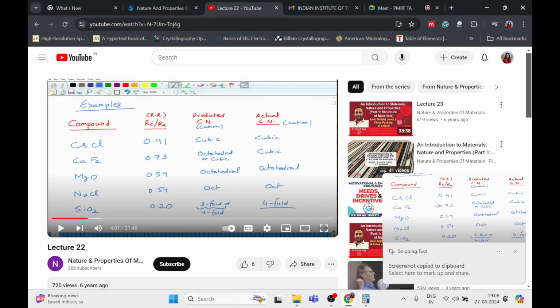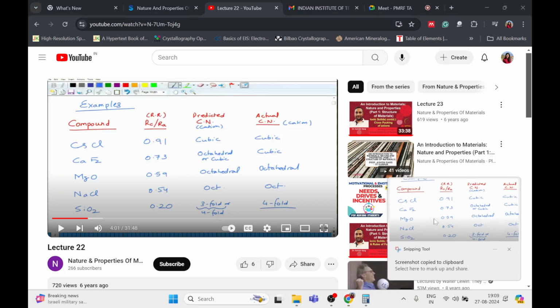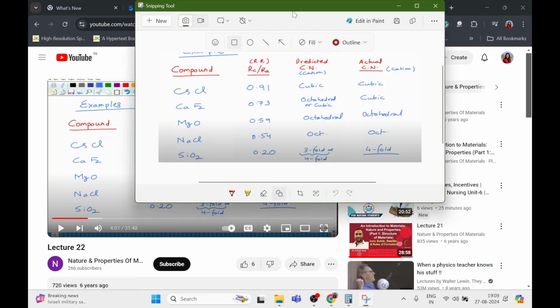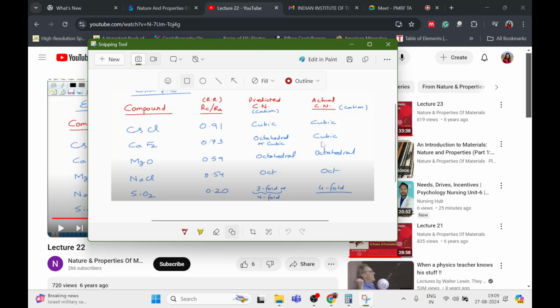For this we have also predicted and actual coordination, which the professor has also told you. For CaF2, they are lying at the boundary, so they can have octahedral coordination also. The predicted coordination number from the radius ratio is octahedral or cubic, they can occupy either, but the actual coordination number is the cubic one.